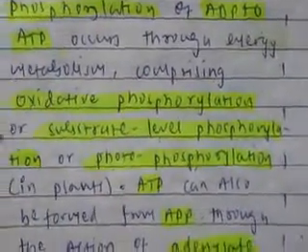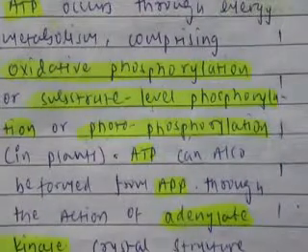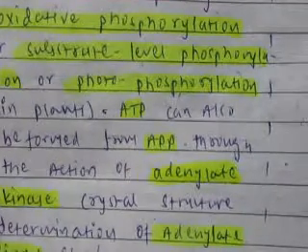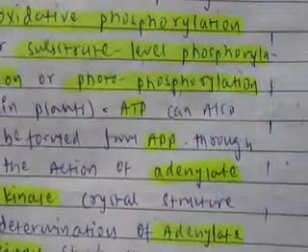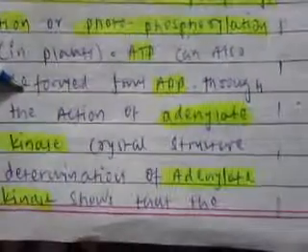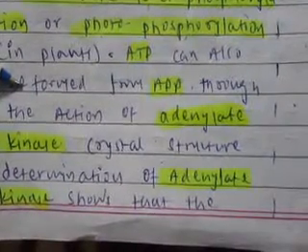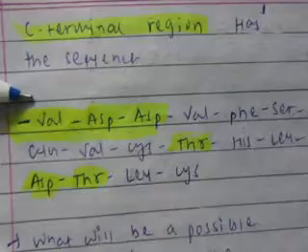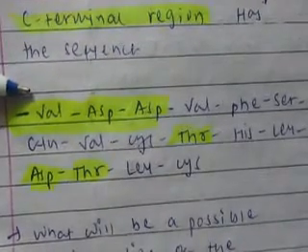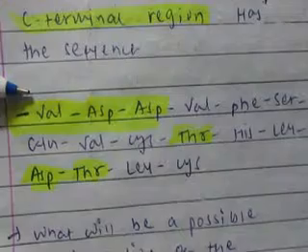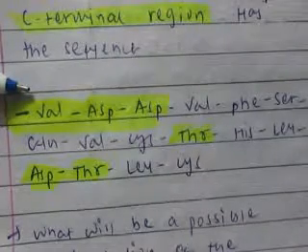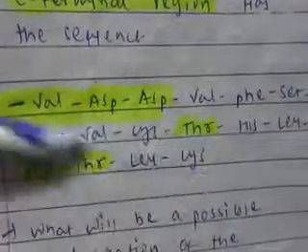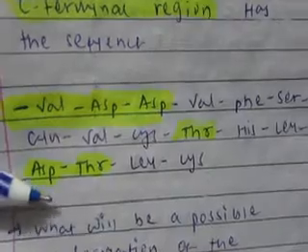This ATP can also be formed from ADP through the action of adenylate cyclase. We all know the function of kinase enzyme, right? It contains a crystal structure. So, for the determination of protein structure, the sequence of adenylate cyclase is given, and it basically contains two terminal regions, C terminal and N terminal. Here, particularly the C terminal region sequence is given, and this is the whole sequence of a total of 15 to 18 amino acids.